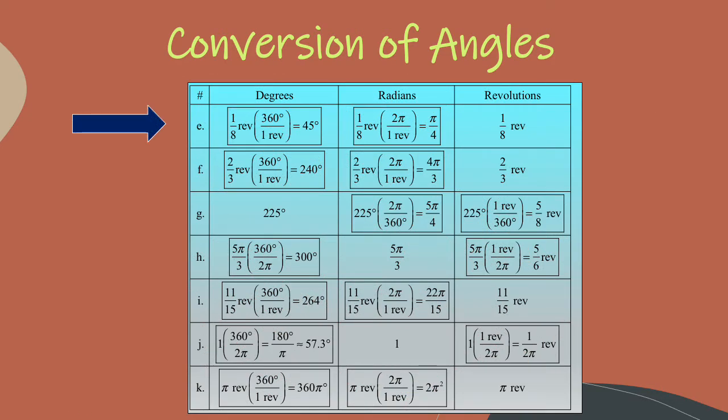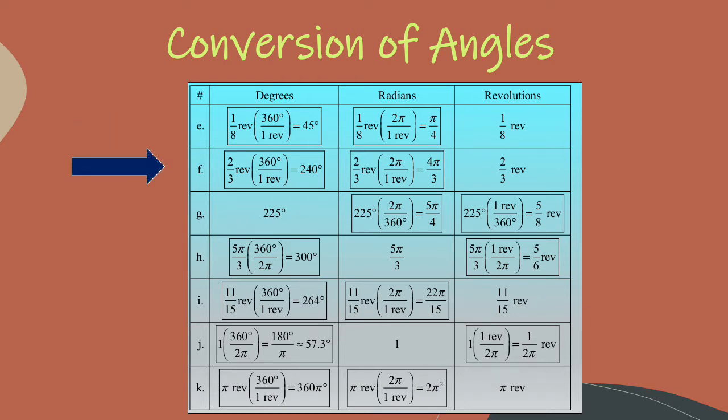In E, we are given 1/8 revolution. We change that to degrees by multiplying 1/8 revolution by 360 degrees over 1 revolution. The revolutions cancel out, and we are left with 45 degrees. To change to radians, we multiply our 1/8 revolution by 2 pi over 1 revolution, getting pi over 4 radians.